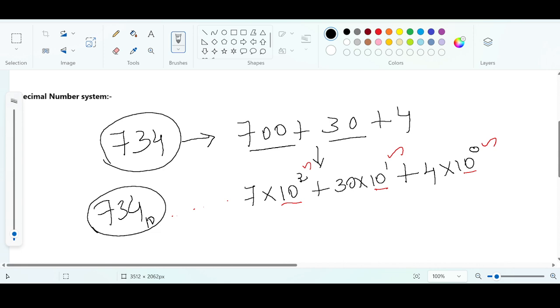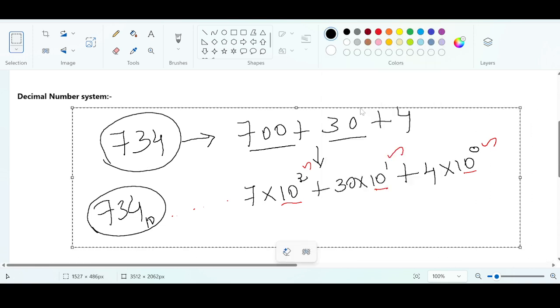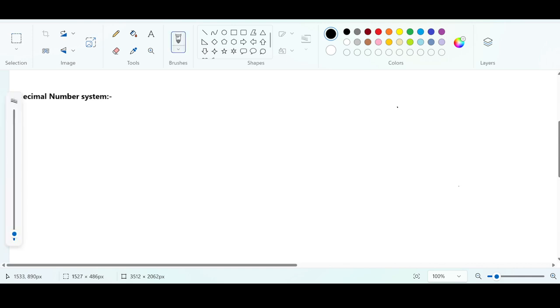Making sense? Okay, let me take another example. Let me remove this. Now focus here. People who have just joined now. Okay. Now see, I have some number something like 6594.